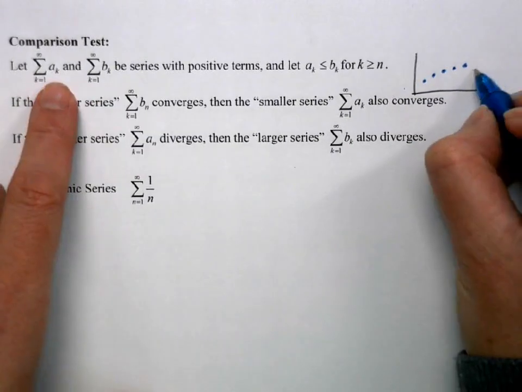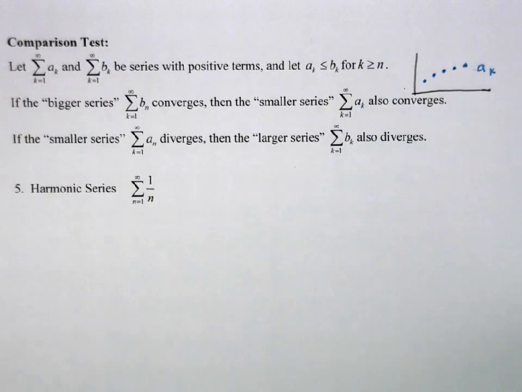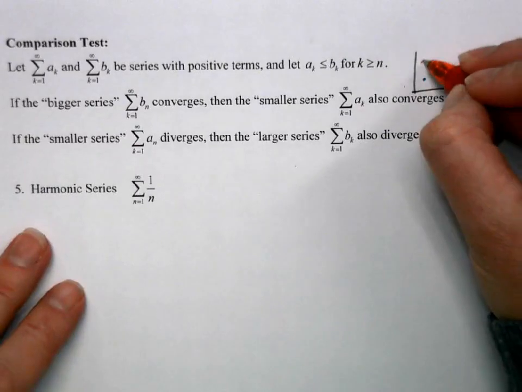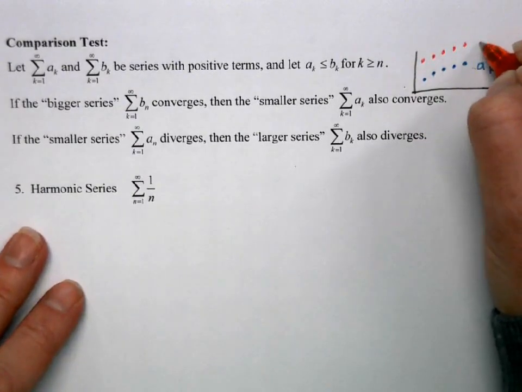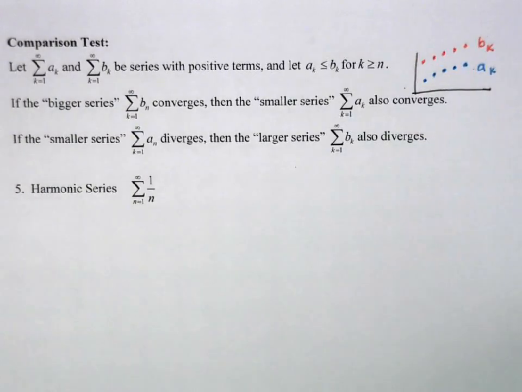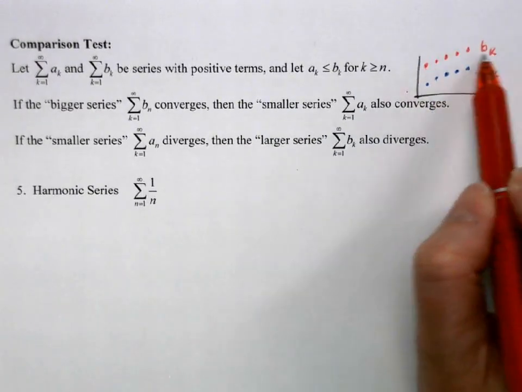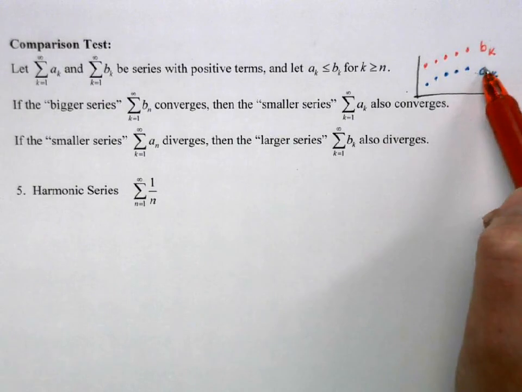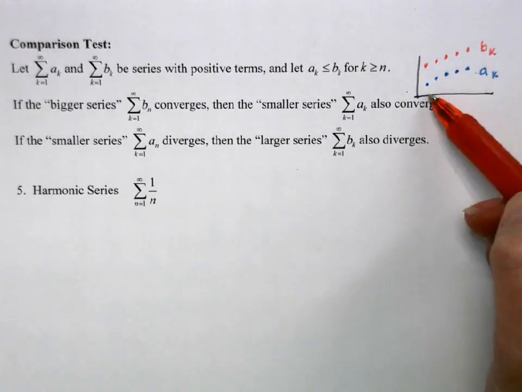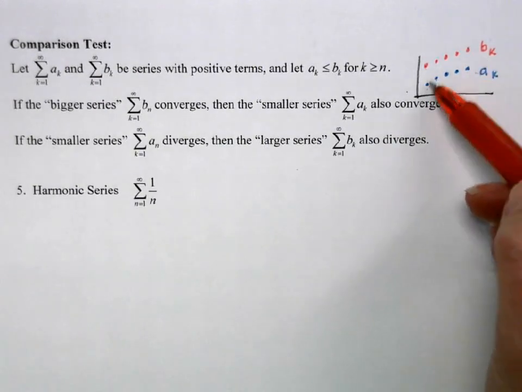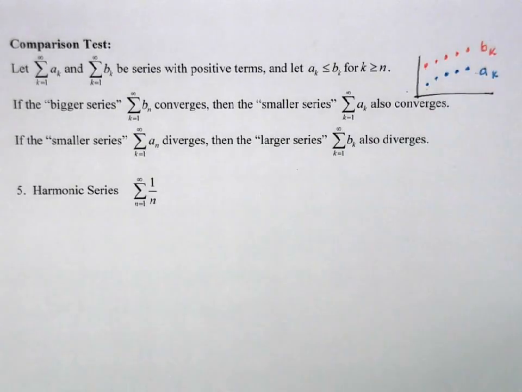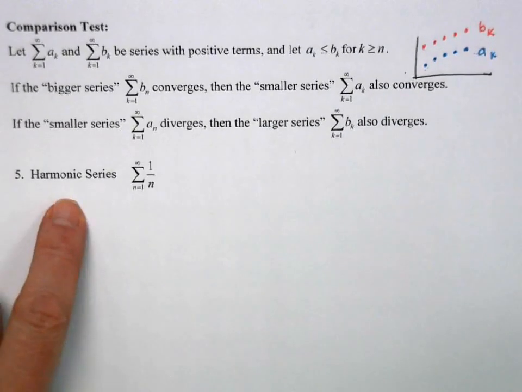We've got a small series, which is going to be AK. And a big series, which we're going to call BK. And 2 conclusions can be made. If the bigger series converges, this is going to hit a limit, which means this one also has to converge because it can't go past it. And then if this one diverges, that means this one also has to go up. Again, we'll get into this with more detail, but for right now, I'm going to use the comparison test to look at the harmonic series.